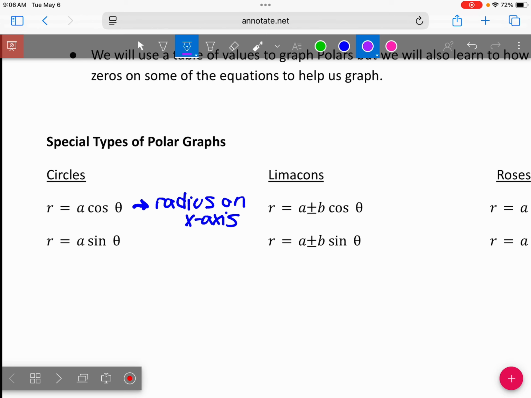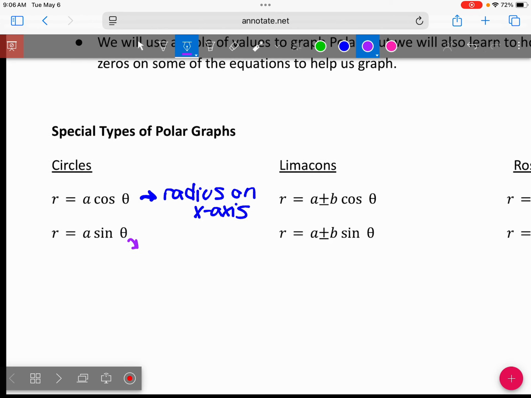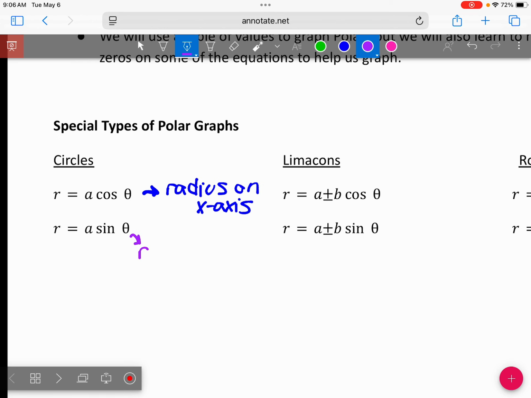And if we have a circle equation given to us with a sine, we're going to have the radius on the y-axis. So if we had, and we saw this yesterday, r equals a number, that has our center right at the origin. So these ones are not going to have the center on the origin. It's going to be a little bit off, but it's either going to be on the x-axis or on the y-axis. We can't just have free floating circles.